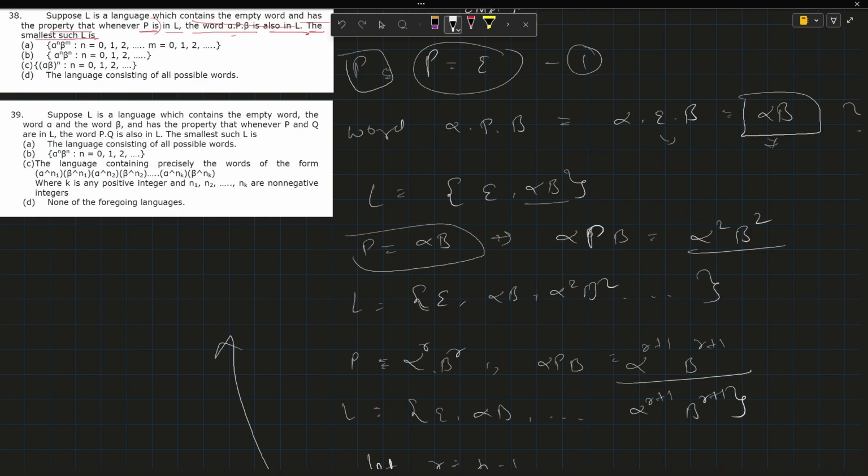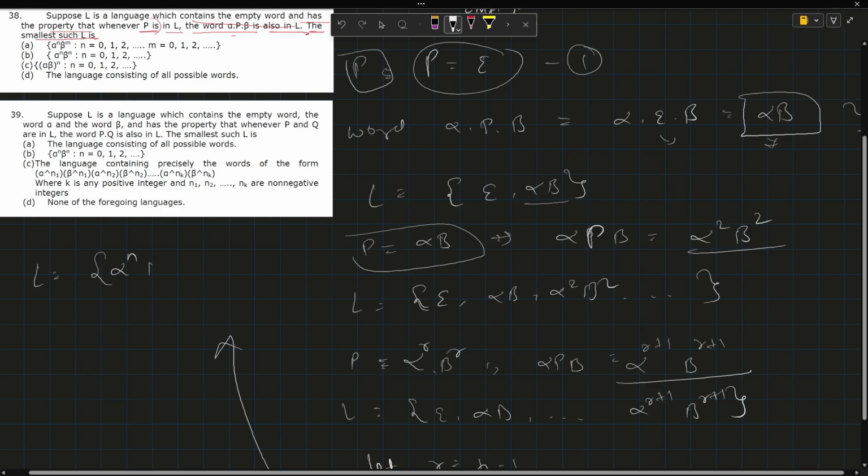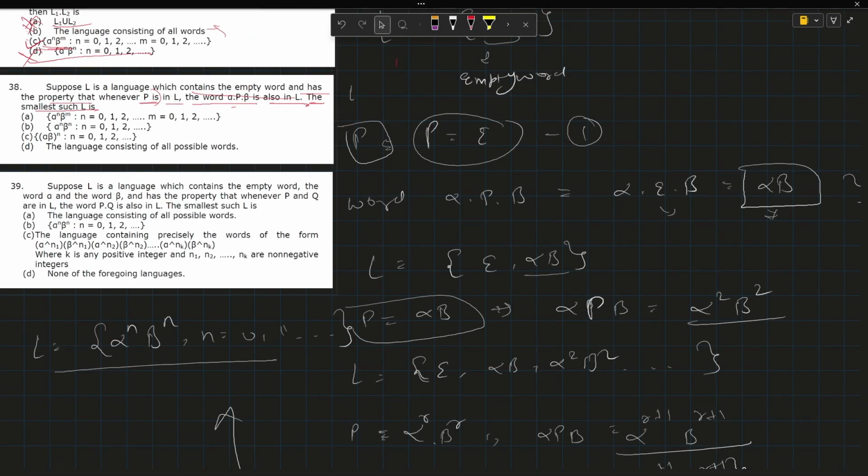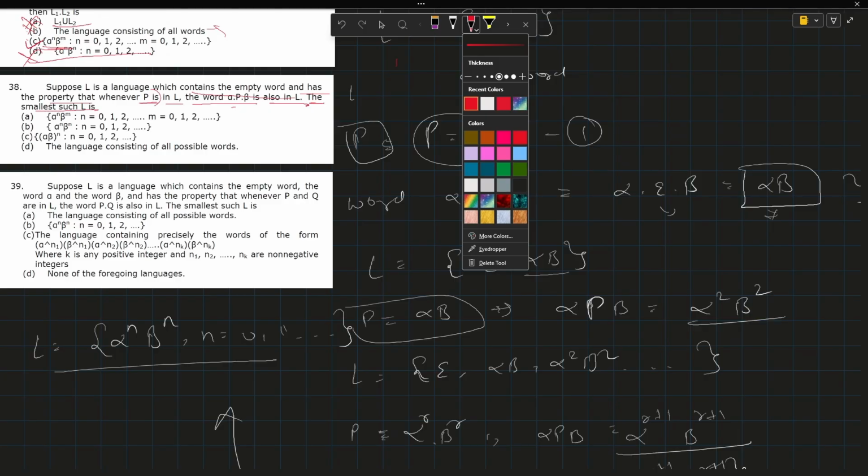So this is our language, the smallest possible language that can satisfy this condition, where n ranges from 0, 1, to infinity. So here our B option is correct.